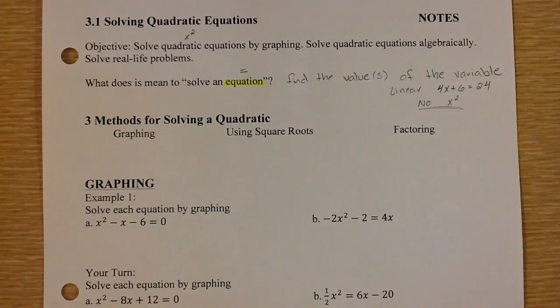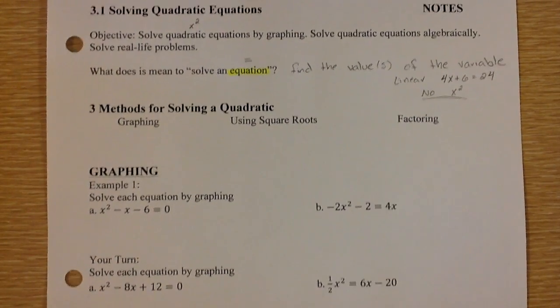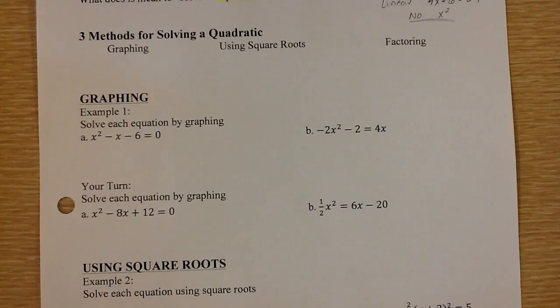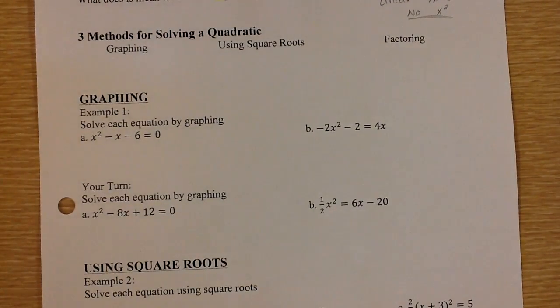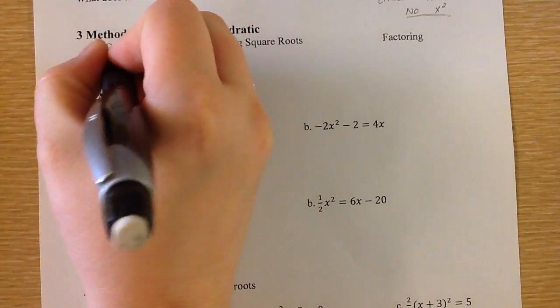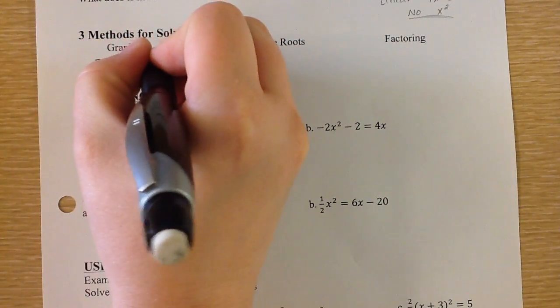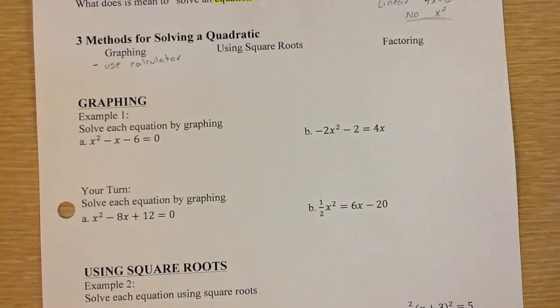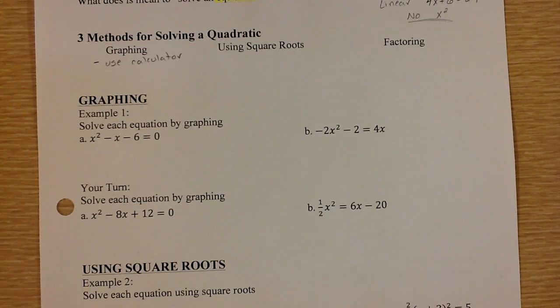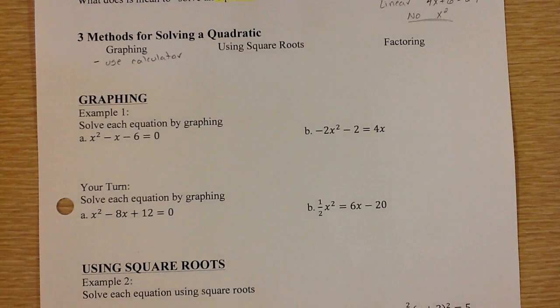There are 3 main methods today for solving a quadratic equation. There are basically 3 different ways of solving, and all 3 ways will work, but some are more accurate than others. The first method is graphing. For graphing, we're going to use our calculator. And you guys might say, well, that's awesome. We can use our calculator to graph it, and so then we won't have to do any of these other methods. I can always use my calculator.